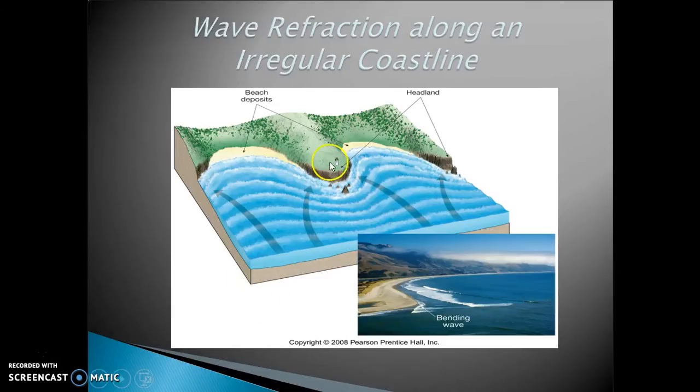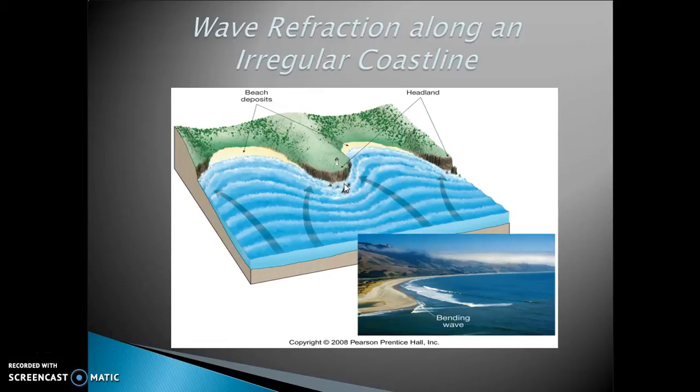So notice we have a headland, or actually more than one. And the headland is the part of the coastline that's sticking out. As the waves bend around it, they concentrate their energy on it and erode it. So that's the first process that's happening. The headland is being eroded, or gradually torn apart in a way.